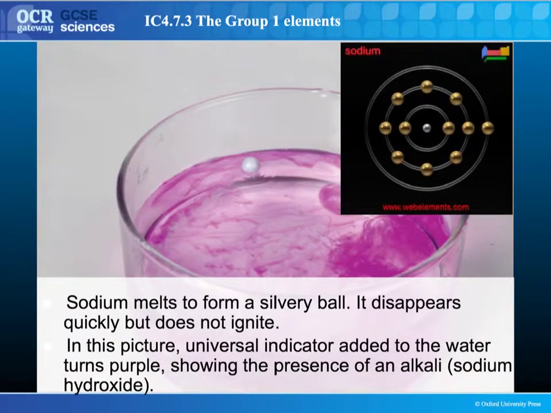Moving on to sodium. Sodium has 11 electrons, 1 in its outer shell, so it has 3 occupied electron shells. This is the sodium metal. When it reacts, it is so exothermic that the metal actually melts and it turns into a little ball floating around on top of the water. It does state in the picture that universal indicator has been added to the water, which turns it purple. It is an indicator that shows that an alkali is produced, and it is sodium hydroxide. The gas being produced, which is not that visible in this picture, is hydrogen.